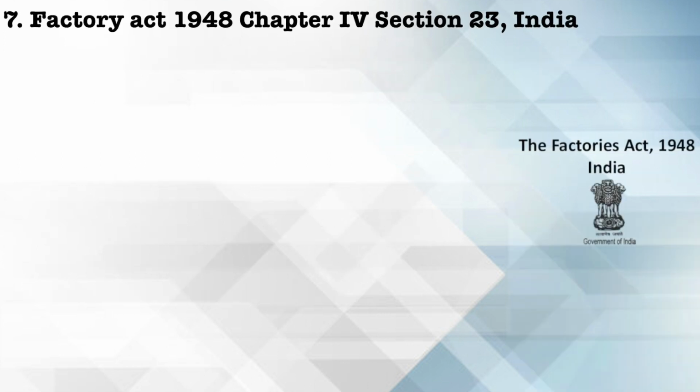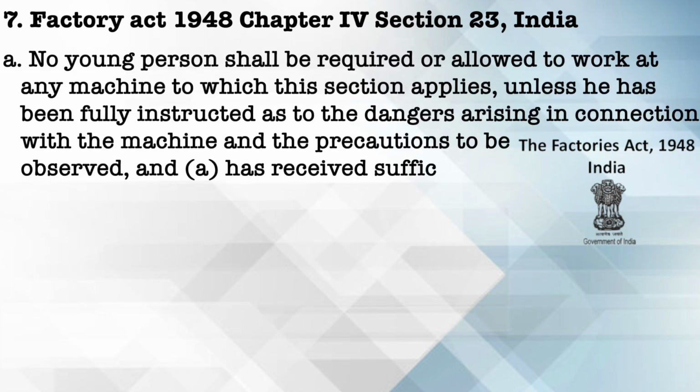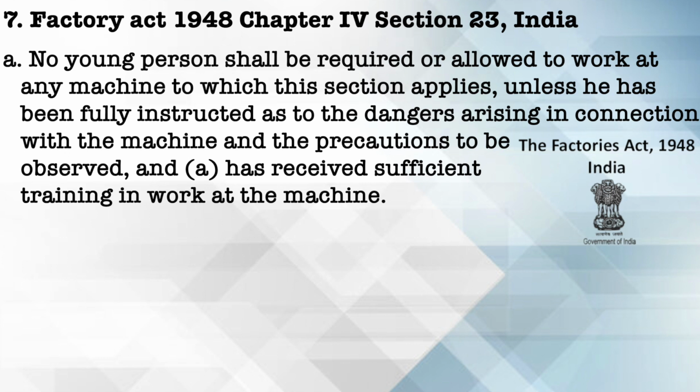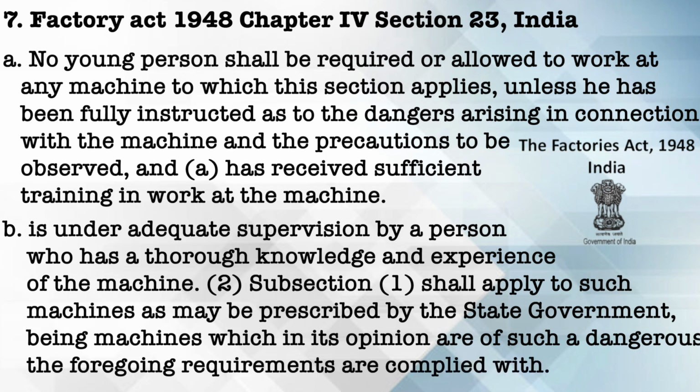Also, the Factories Act 1948, Chapter 4, Section 23 in India says: 1. No young person shall be required or allowed to work at any machine to which this section applies, unless he has been fully instructed as to the dangers arising in connection with the machine and the precautions to be observed, and (a) has received sufficient training in work at the machine, or (b) is under adequate supervision by a person who has thorough knowledge and experience of the machine.